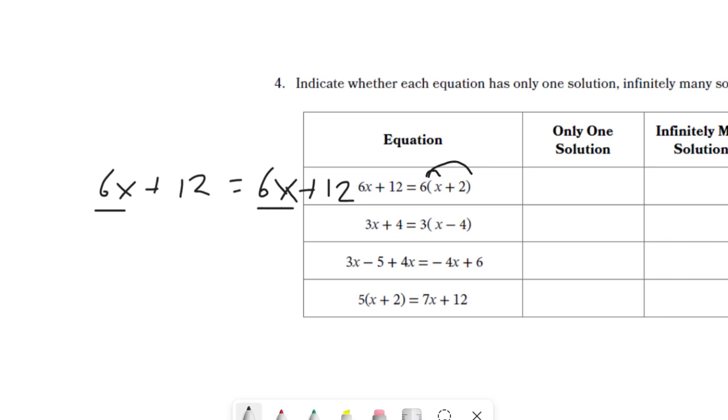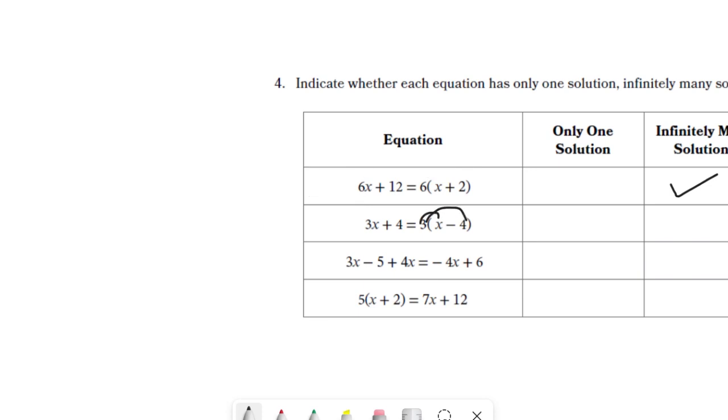Now here's what you should notice. The linear terms are the same and the constants are also the same. So the linear term is 6x, which means we can put in anything for x and we will get the same answer on both sides. So for this one, there are infinitely many solutions.